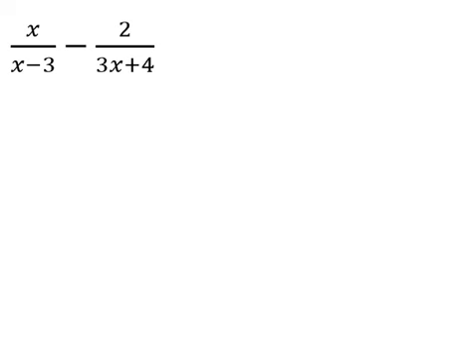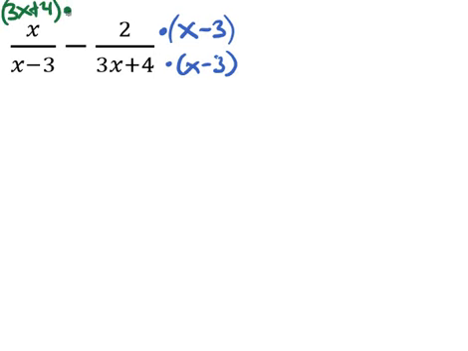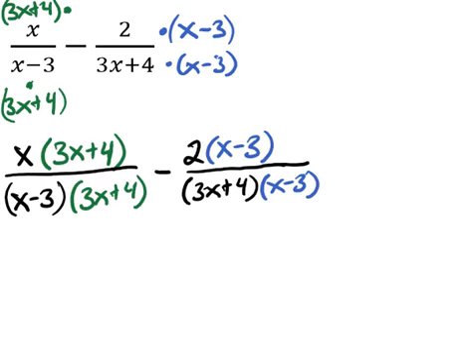So what we're going to do is multiply our right side, the entire thing, by x minus 3. Whatever you do to the top, you must do to the bottom. And then we're going to multiply our side over here by 3x plus 4. So we're going to multiply that here, and we're going to multiply that here. And so what that leaves us with is x times the quantity 3x plus 4 over the quantity x minus 3 times the quantity 3x plus 4, minus 2 times the quantity x minus 3 over 3x plus 4 times the quantity x minus 3.